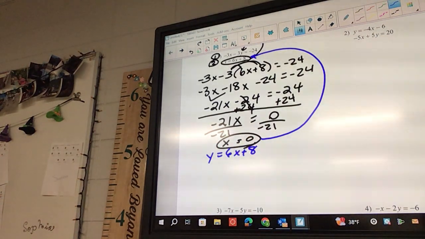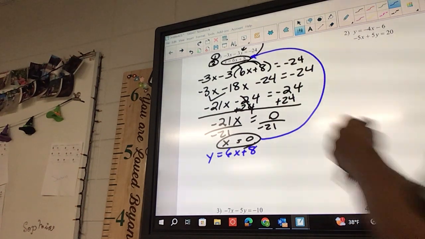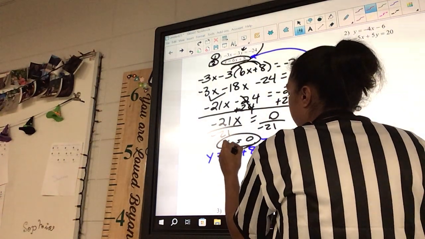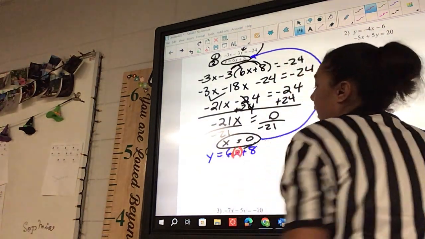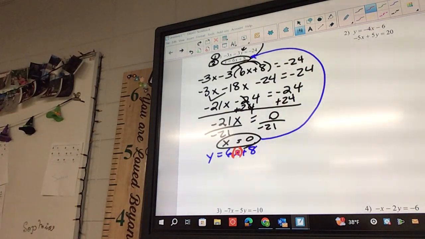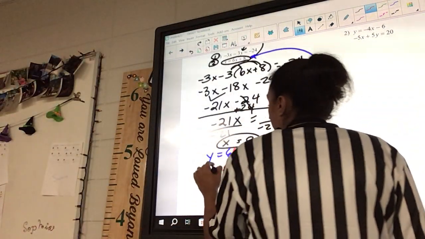Okay, but now we know what our x is. What is our x? We already solved that part. 0. So where the x is at, we're gonna put 0. And you can either erase your x or write over it. Okay, but you do need the parentheses. And this part isn't that bad because you can type all that on your calculator. You can type in 6 parentheses 0 plus 8. You got 8? Okay. What's 8 though? Y.